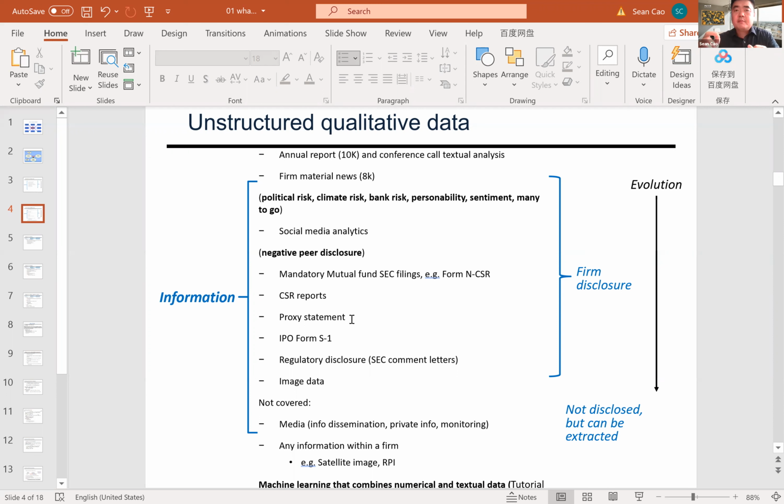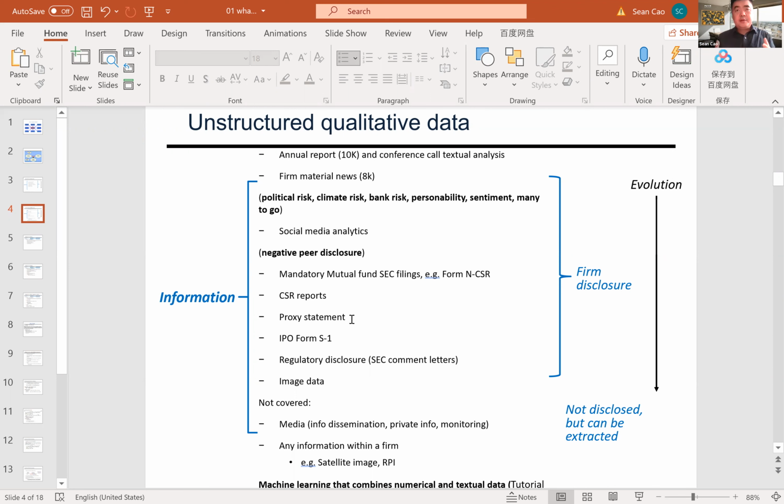Most of the time, a comment letter is about disclosure. What do I mean? If Apple didn't disclose some information, or Apple reported some wrong information in a reporting process, the SEC will send a comment letter to Apple, saying why are you not reporting this, why is the number not consistent. So most of the time, a comment letter is about the disclosure of the firm.